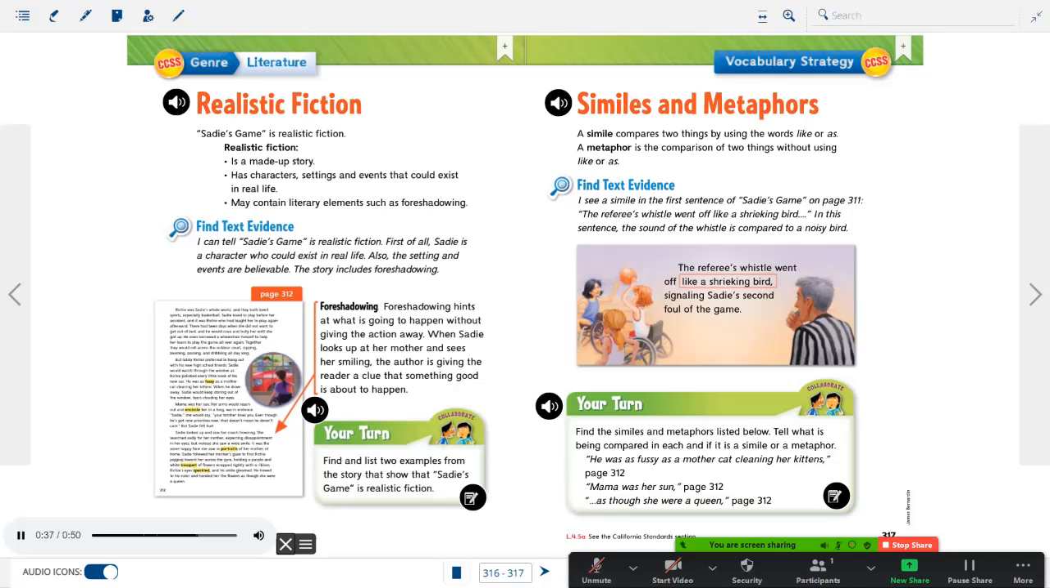Foreshadowing. Foreshadowing hints at what is going to happen without giving the action away. When Sadie looks up at her mother and sees her smiling, the author is giving the reader a clue that something good is about to happen.